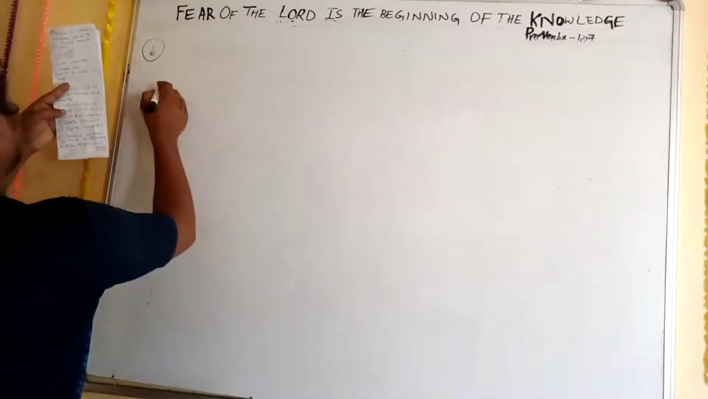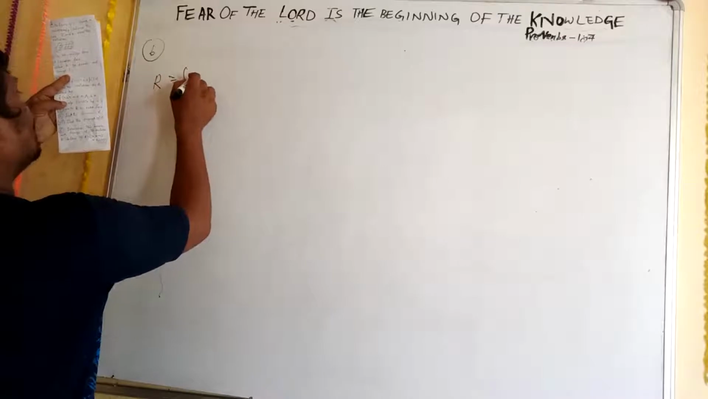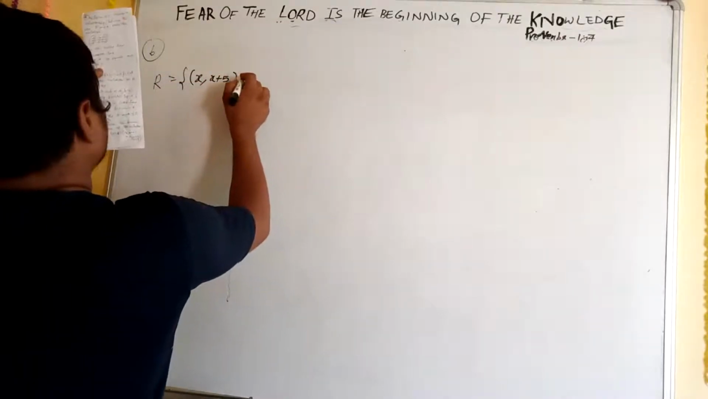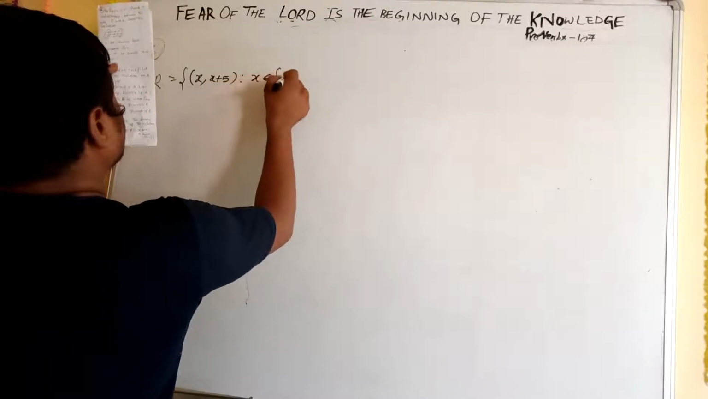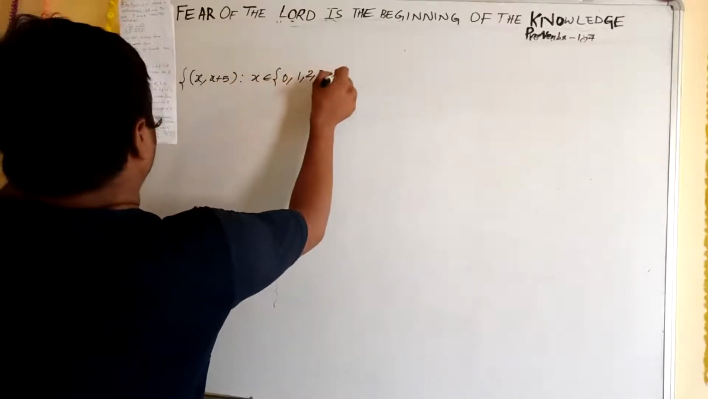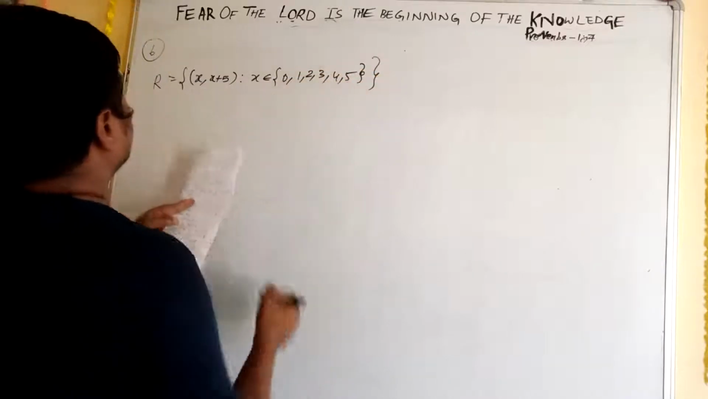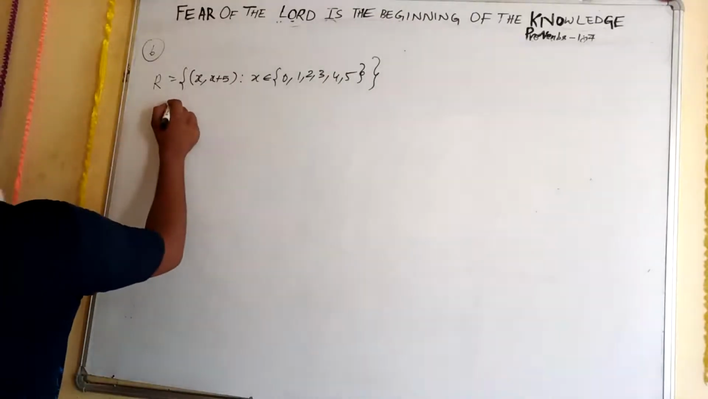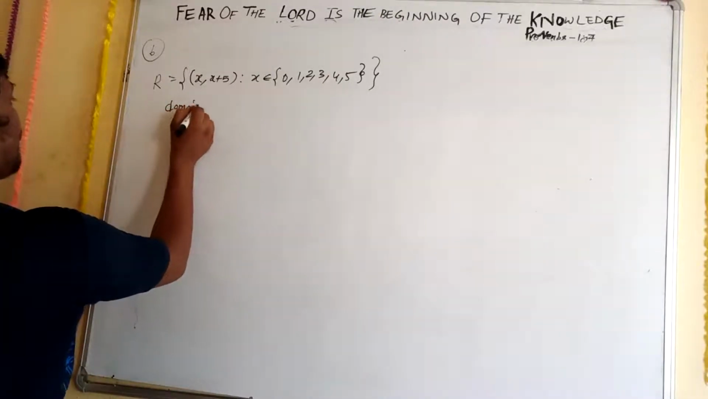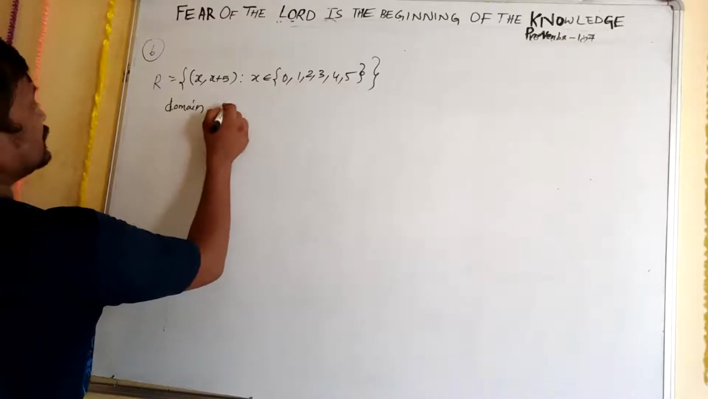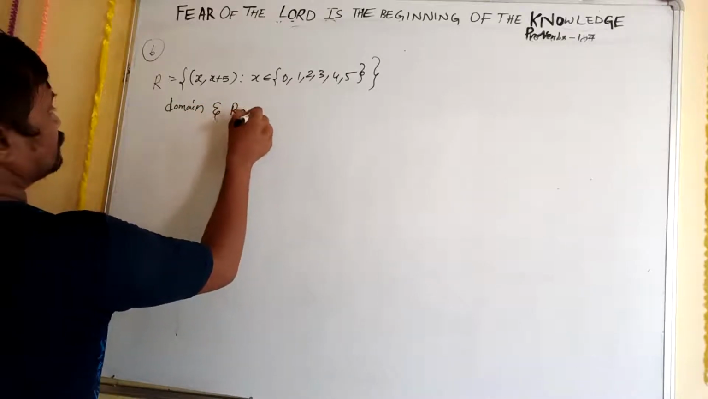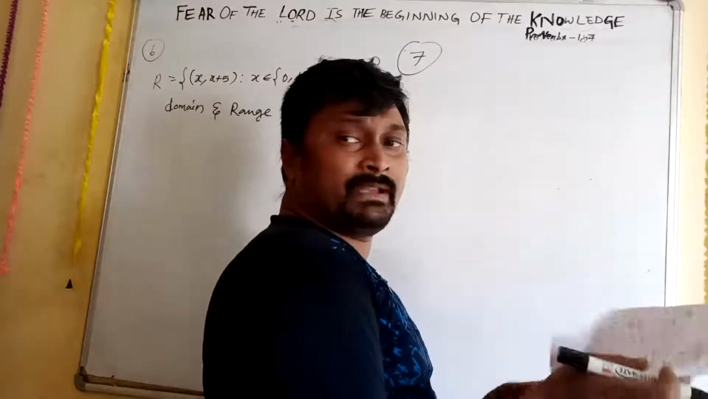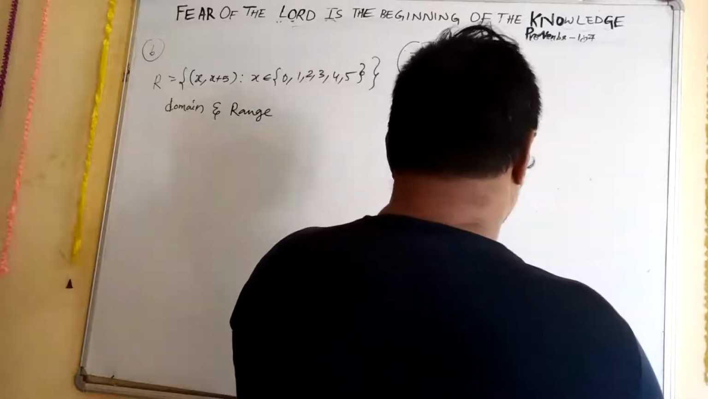So sixth one, they given capital R is equal to x comma x plus 5, easily they given, such that x belongs to 0, 1, 2, 3, 4, 5. That's it. And find domain and range. So I need to find here domain and the next one it is range. And our seventh one. So meanwhile you complete your domain and range and let me check their answers.